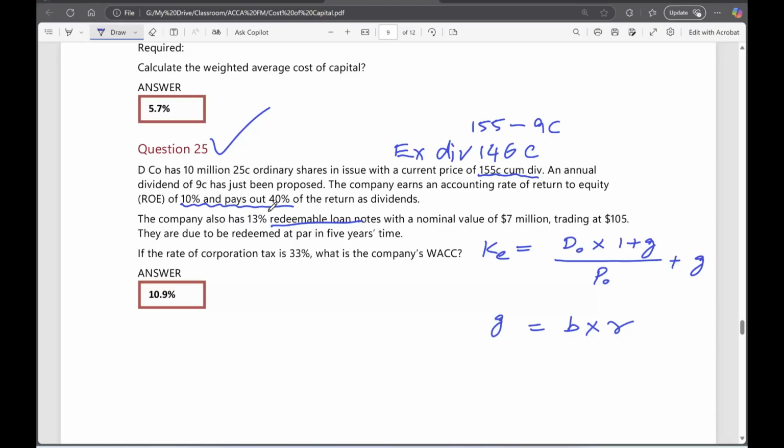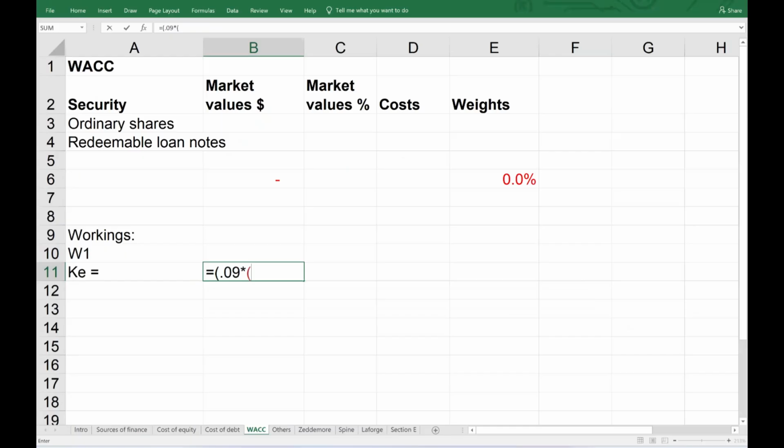G is equal to B into R. R is 10%, right? Payout ratio is 40%. That means retention is 60%. So 10 into 60%, I think 6% you will get. Very easy. 6% you will get.